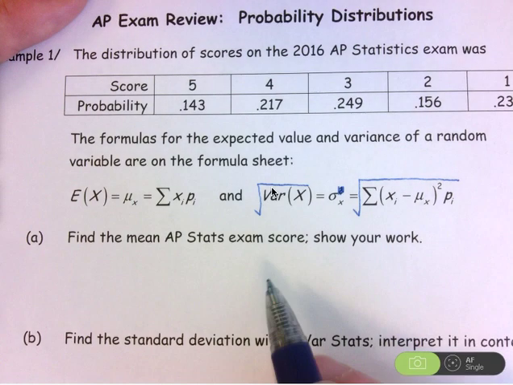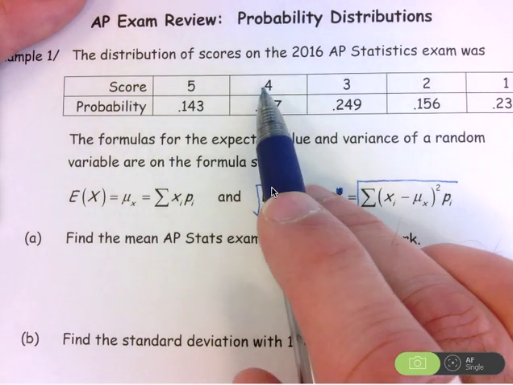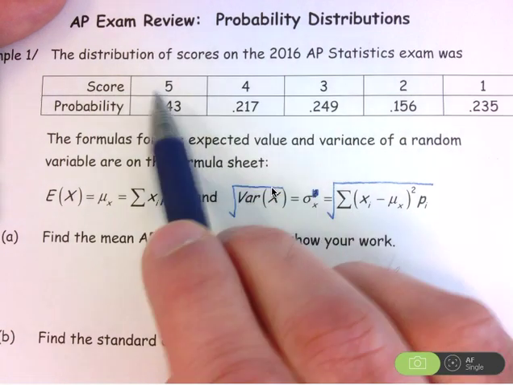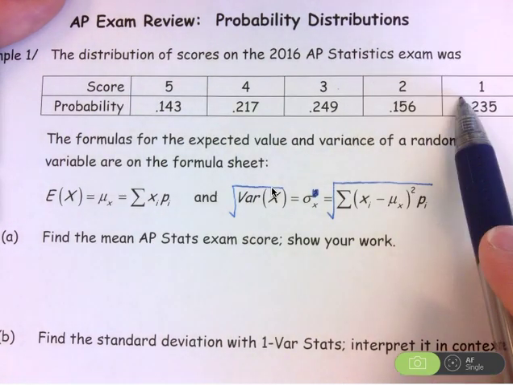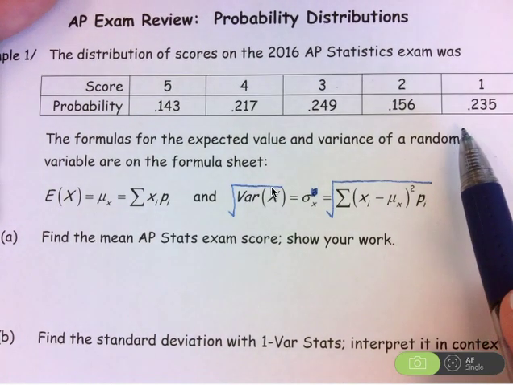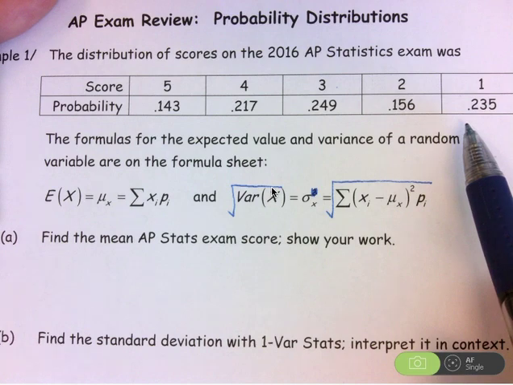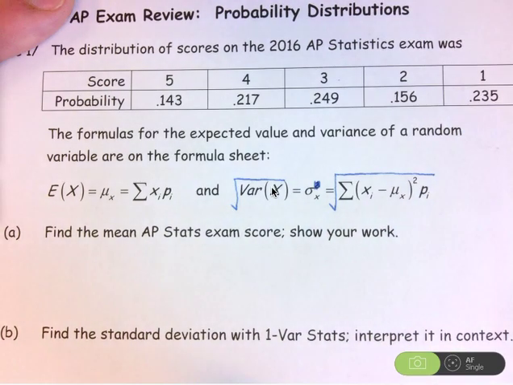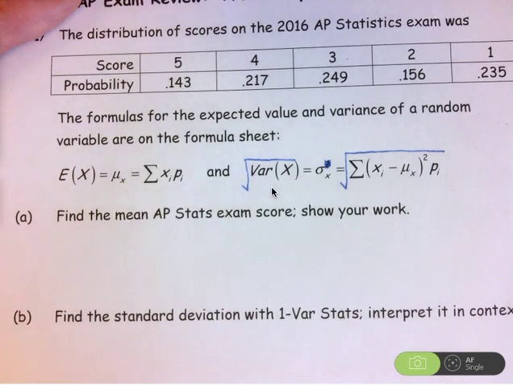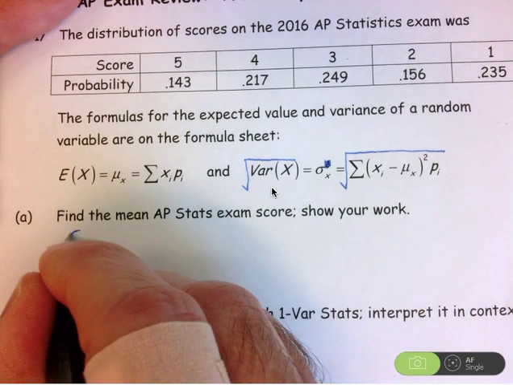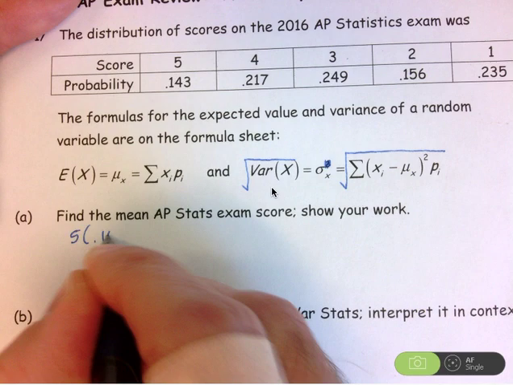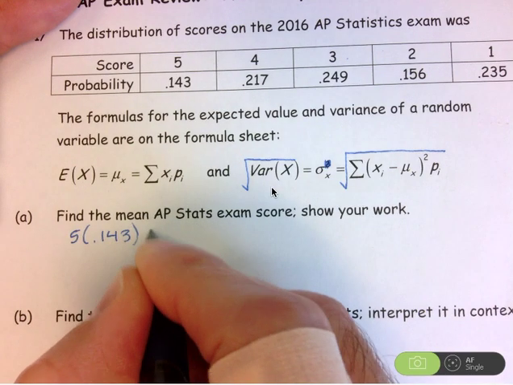So in parts A and B, here we have a probability distribution, and it's discrete because I can list all of the outcomes and I can list all of the corresponding likelihoods or probabilities. This is the probability distribution for scores on the 2016 AP Statistics exam. So if you wanted to find the mean score, it would be important in this case to actually show your work. It is every outcome multiplied by its probability, and we take the sum of those.